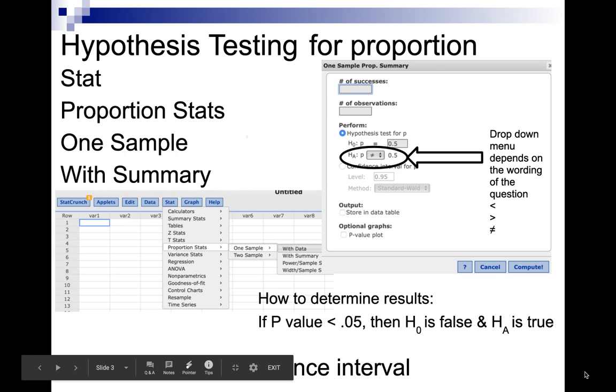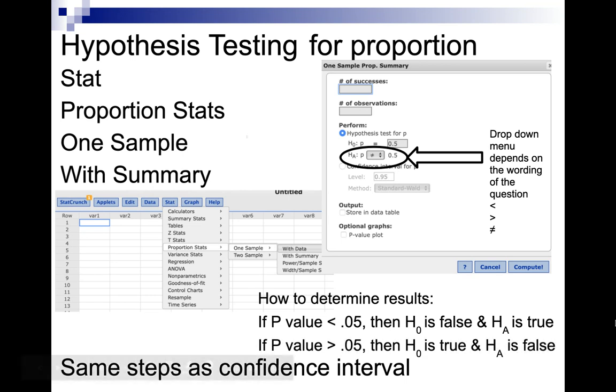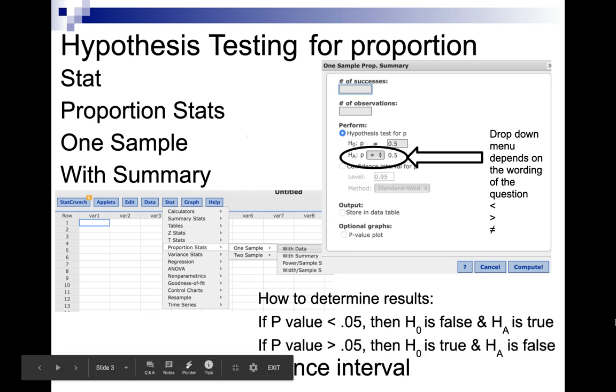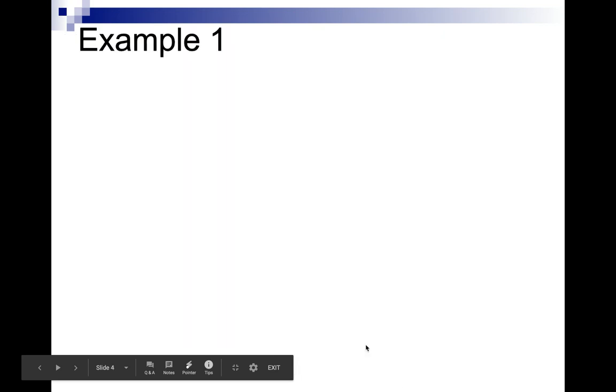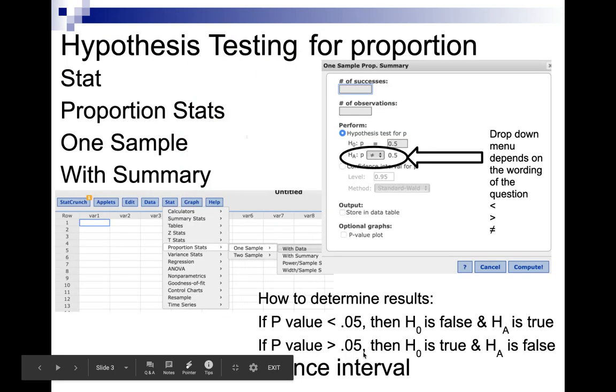Okay. If the opposite happens, if you get a p-value that's greater than 5%, greater than 0.05, then the opposite is true. If you get one that's greater than 5%, that means you are likely to get the same results again, which means your initial guess, your null hypothesis, is likely to be true, and thus your alternative is false.